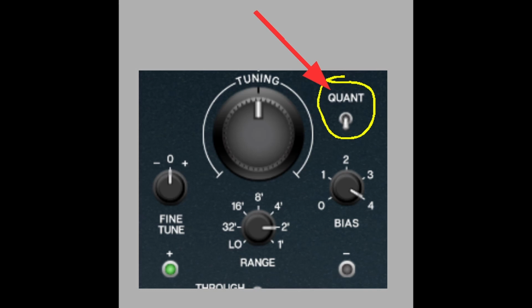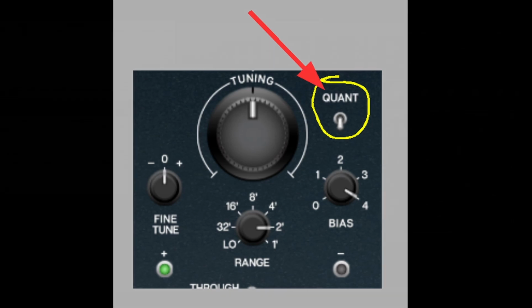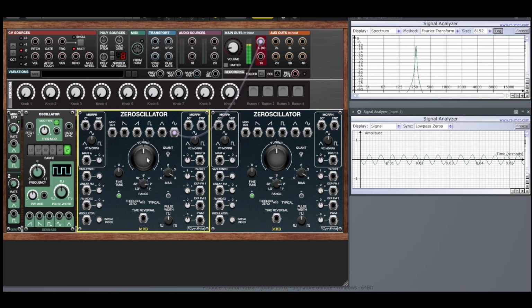All right, back to the Zeroscillator. It won't be necessary to talk about the tuning knob, the fine-tune knob, or the range knob, I think. But you might not have noticed this nice little quantize switch next to the tuning knob. In its upper position, this switch makes the tuning knob jump in chromatic steps of halftones instead of continuously and seamlessly changing the frequency. But this quantization works only on the big tuning knob, not on fine-tune and not on the 1 volt per octave input jack.